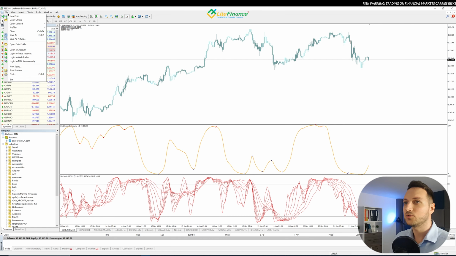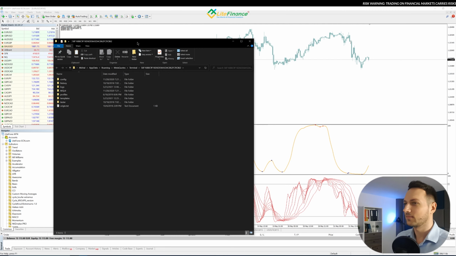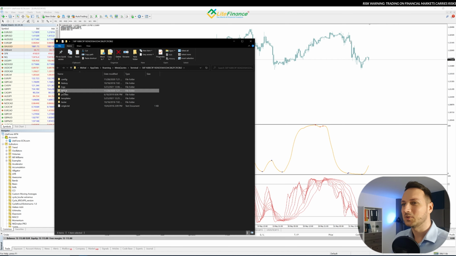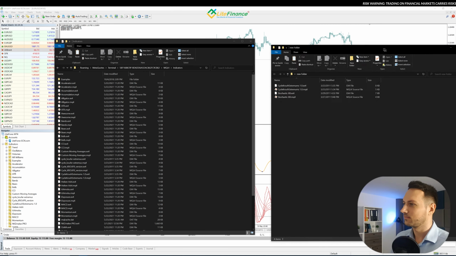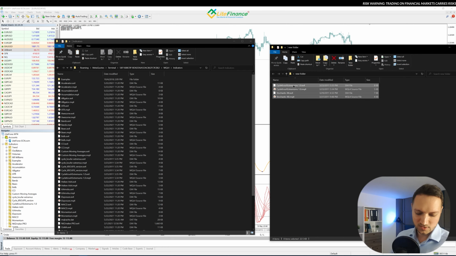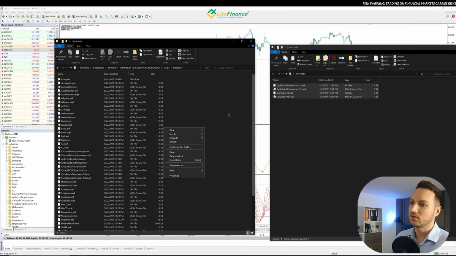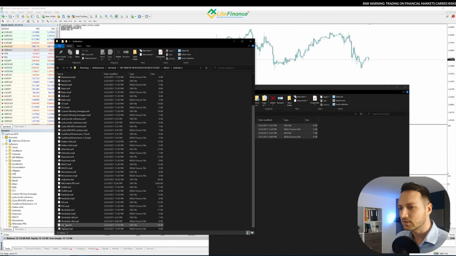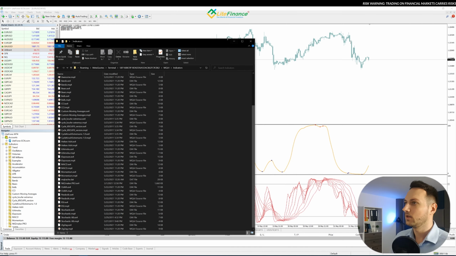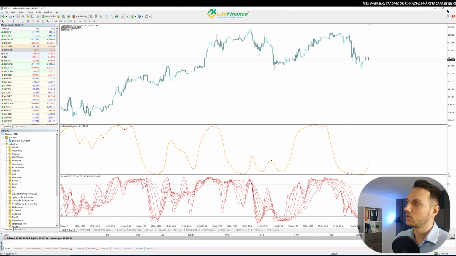So as usual, what we should do is go to File, open Data folder. This thing will pop up. Go to MQL4, Indicators, and copy and paste all the indicators right here. I already did that. As you can see, I have those indicators, the cycle curve, the extremum, and the stochastic 8 times. So what you should do later is close and open again the MetaTrader 4, and they will be on the left side in the indicators list.